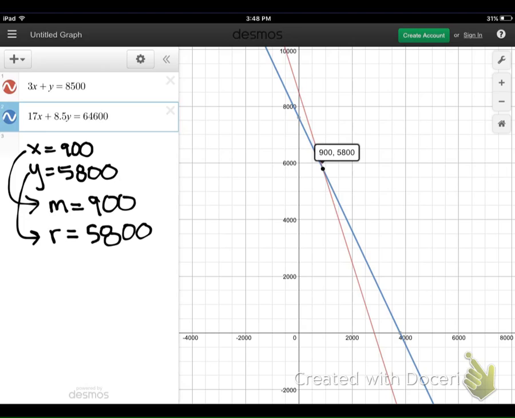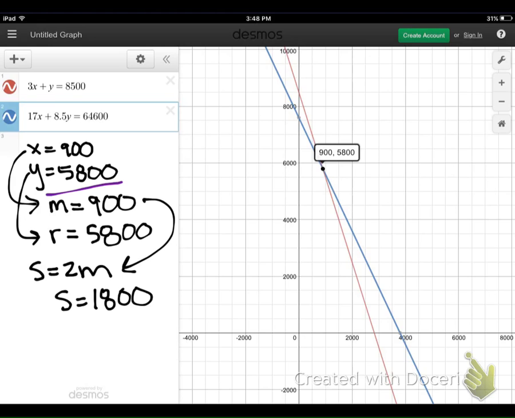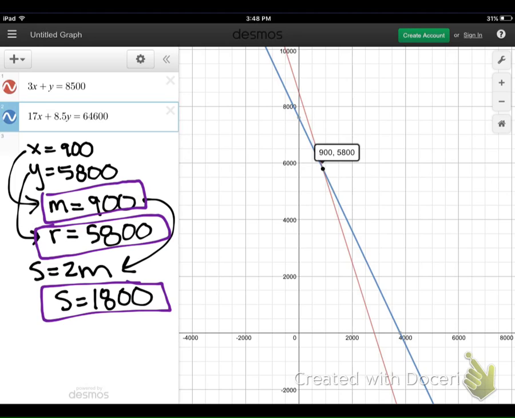And then we also had that one equation that looked like s equals 2m. So plugging in m equals 900 here, I get s equals 2 times 900, which is 1,800. Okay, so in words, I can say my answer, right? I could give an answer in complete sentences. I would say they sold 900 matinee tickets, 1,800 student tickets, and 5,800 regular tickets at Regal Cinemas last Tuesday. Okay?